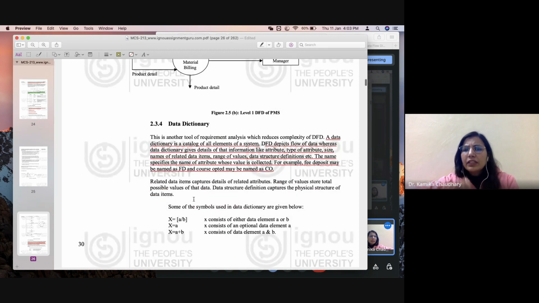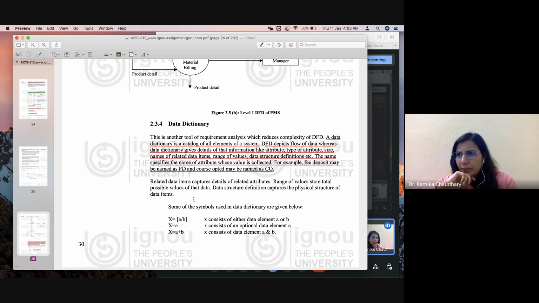Data dictionaries are going to explain the attributes. They give me information about the attributes: type of attributes, size, names of the related data items, range of values, data structure, definition, etc.